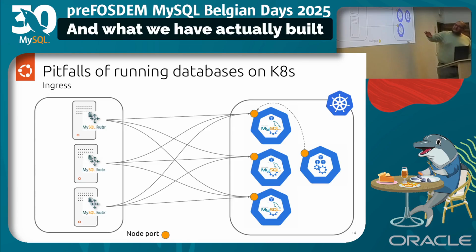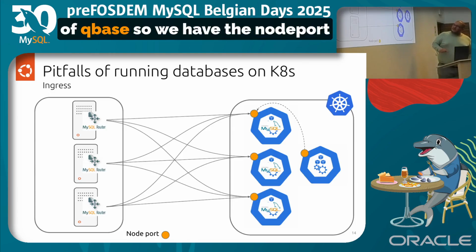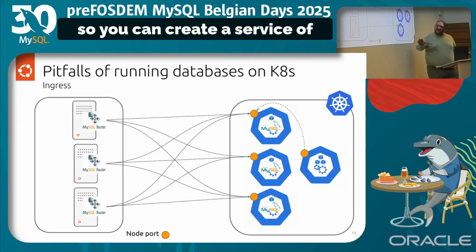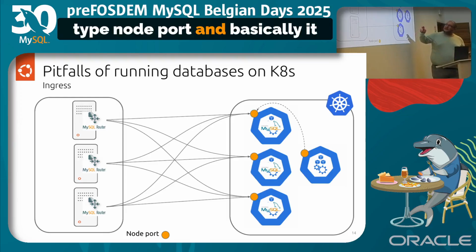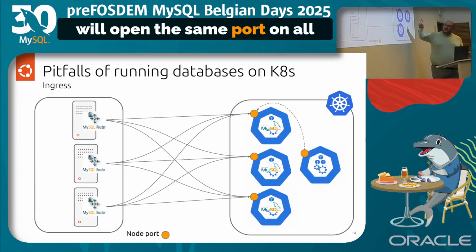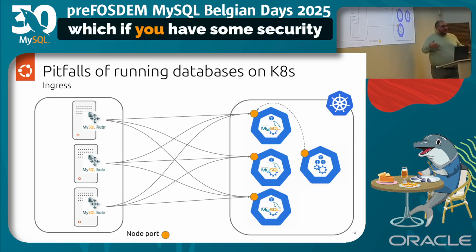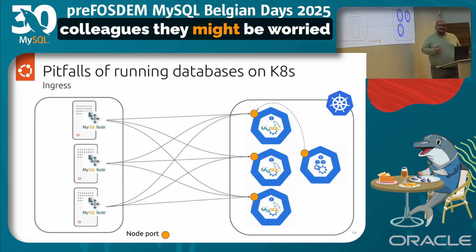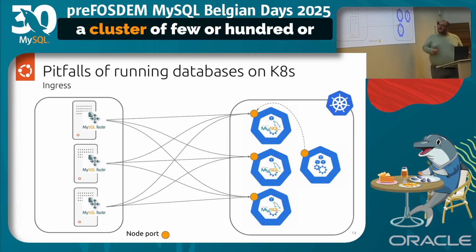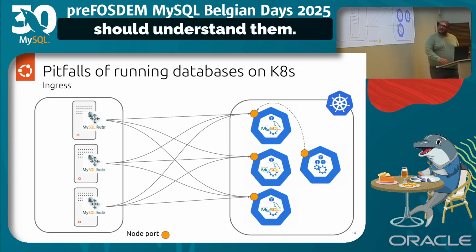And what we have actually are built-in methods of Kubernetes. So we have the node port. You can create a service of type node port, and basically it will open the same port on all the nodes, which is important, all the nodes, even the ones that do not have MySQL running. If you have some security colleagues, they might be very worried about that, because if you have a cluster of a few or 100 or a few dozen worker nodes, and then you open the same port everywhere, they will not be happy, and we should understand them.